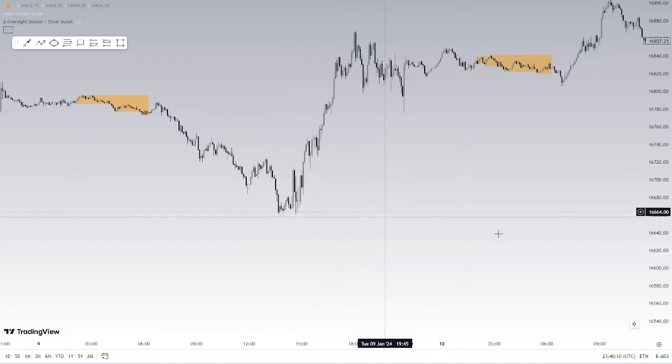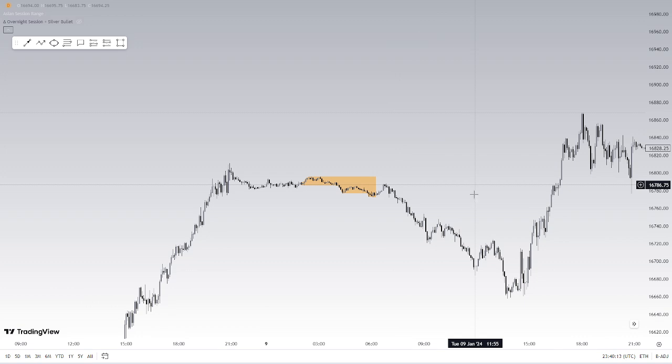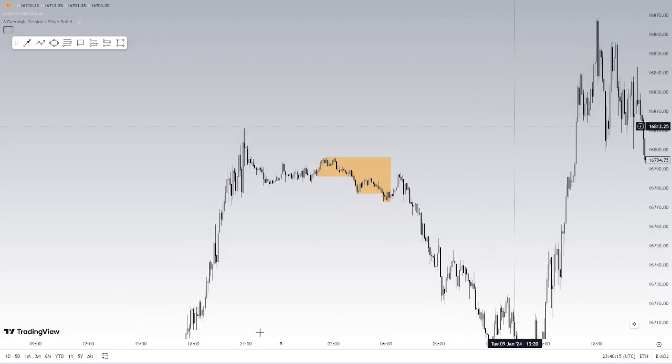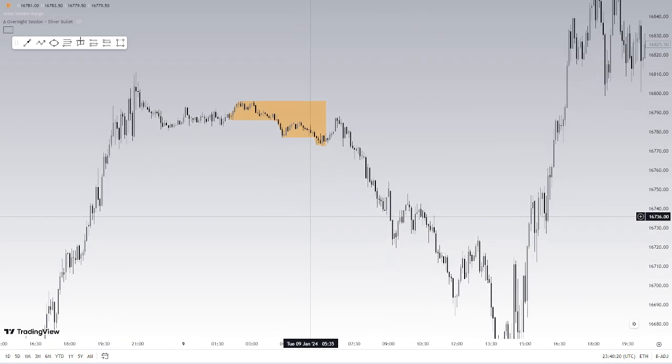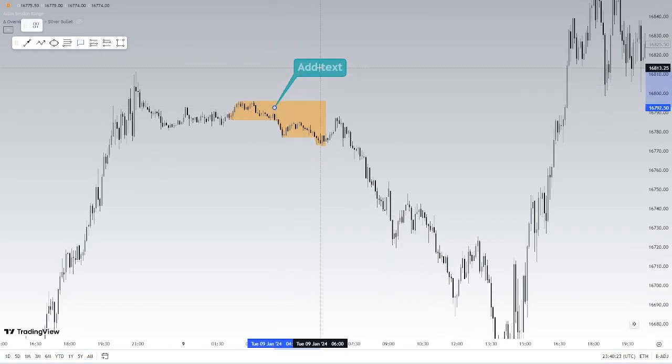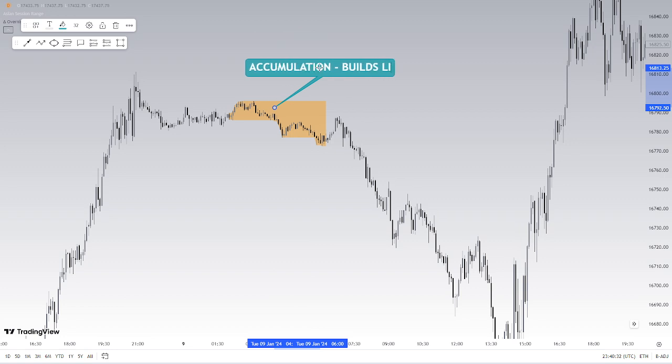Okay, so first you can see in price we have the Asian range over here. The Asian range has one purpose, right? The Asian range looks to accumulate liquidity, right? Looks to accumulate orders. So what we see over here is the Asian range marked out in orange, and this is the accumulation of the AMD, right? So this builds liquidity. This is the session that builds liquidity.